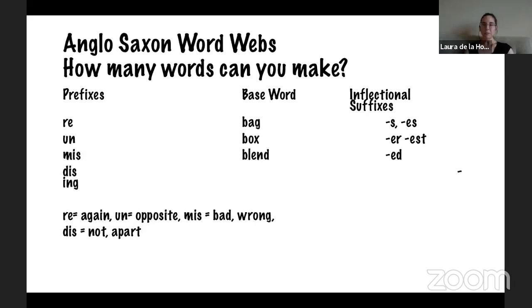I have unboxers. They're the people who take stuff out of the boxes. Oh, I love it. I want reboxers next. That's what I want. I have to tell you though, here's where my mind went. Boxer shorts. I was not going to go there.